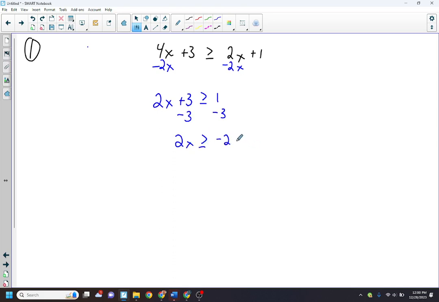Notice here, one of you could. One or the other. Pick.